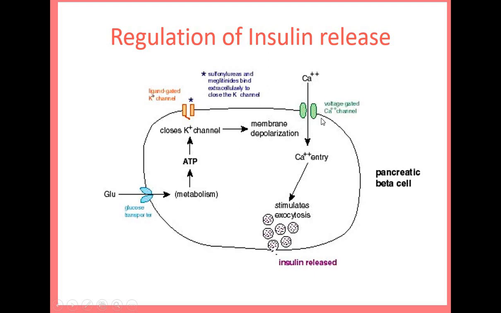So the voltage gated calcium channel now opens and this allows entry of calcium. Once calcium is there, the vesicles present in the cell fuse with the membrane of the pancreatic beta cell. Once fused, the substance present in the vesicles gets released outside. When it is released outside, it is exo; cyto refers to cell, and osis refers to process. That's why it is exocytosis. So insulin will now get released.